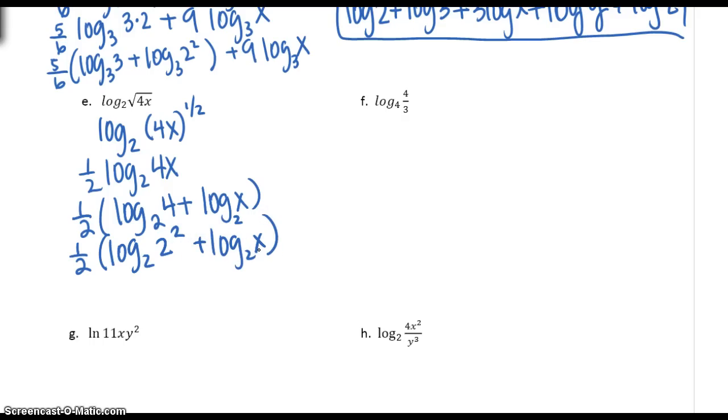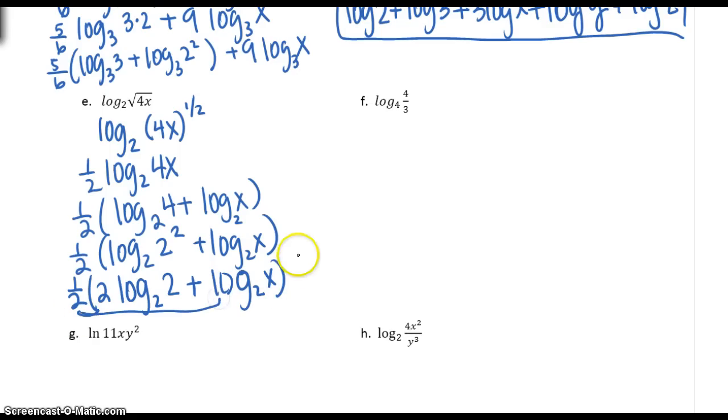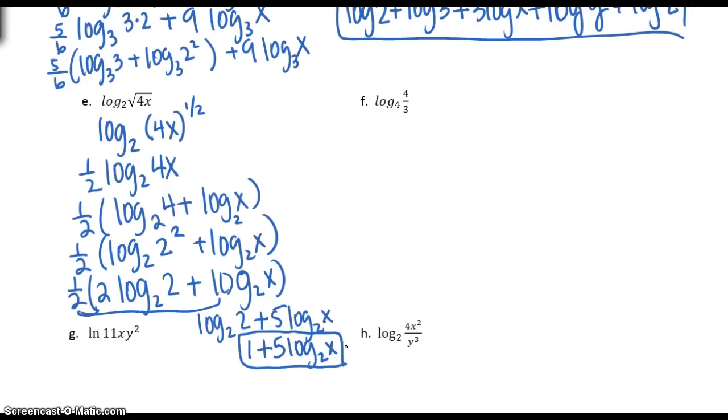Okay, now I have to pull that 2, that square, right up front. So now I have 1/2, 2, log base 2 of 2 plus log base 2 of x. Woo-wee! Now, multiply your 1/2 times these coefficients, and you'll have log base 2 of 2 plus 5 log base 2 of x. Woo, boy. Oh, wait, I'm not done. What's log base 2 of 2? It's 1. That was a good one right there. That was a really good one. I will watch that one a couple of times, for sure.